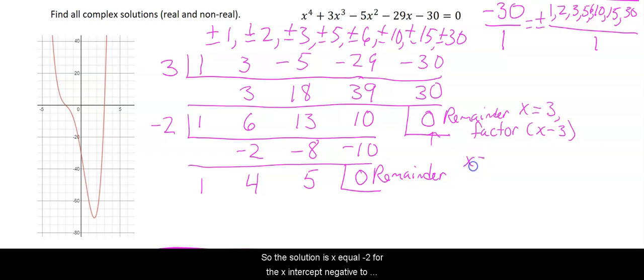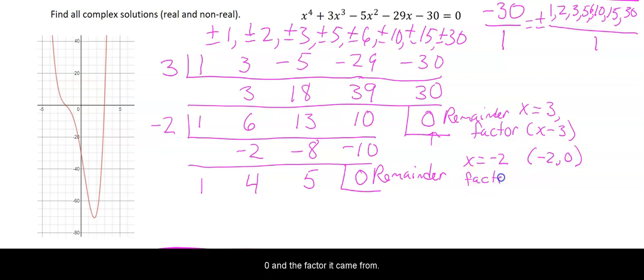So the solution is x equals negative 2, for the x-intercept negative 2, 0, and the factor it came from must be x plus 2. Since in the graph it does not bounce there either, then either it is showing up once or 3 times. Since the power is 4 and I already have 2 solutions, it's not possible for it to be there 3 times. I will have precisely 4 complex solutions to this problem.